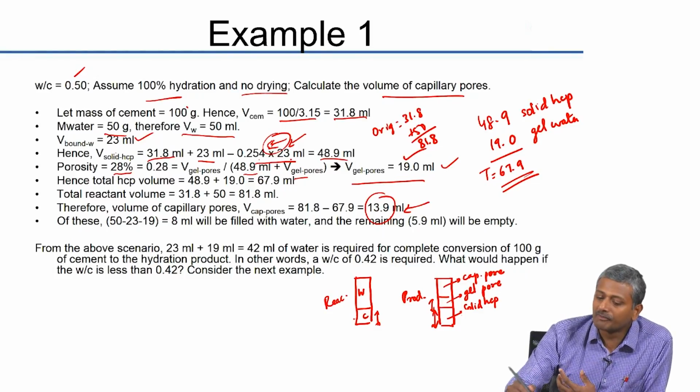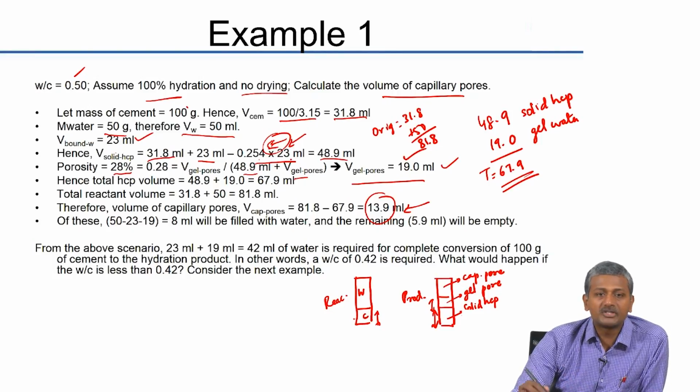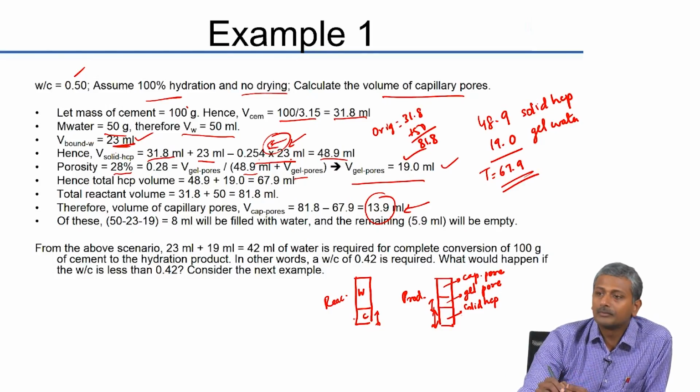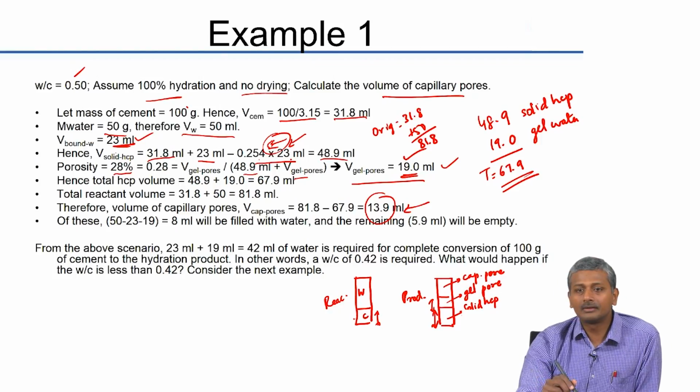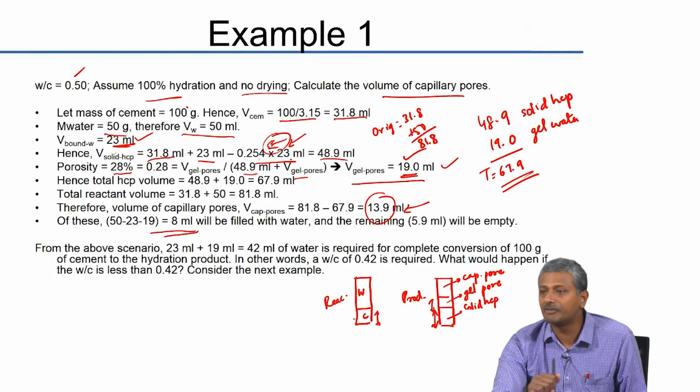So now 13.9 milliliters of capillary porosity is available, but how much extra water is available? 8 ml. Only 8 milliliters, because 23 went here to the bound water, 19 went to the gel water, remainder is 50 minus 23 minus 19, that is 8 milliliters. And the remainder of the capillary porosity is empty. It is air filled. So there is partly water filled porosity and partly air filled porosity.